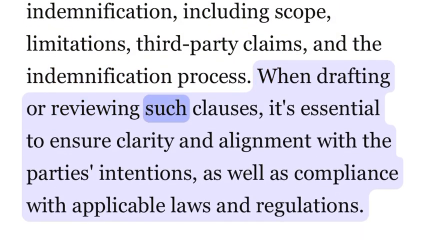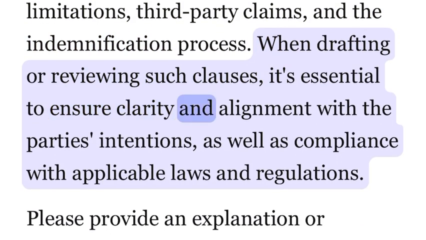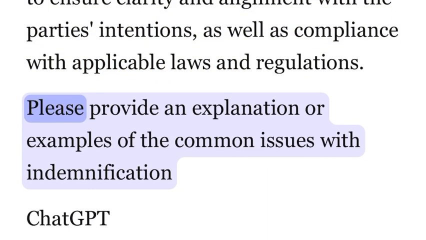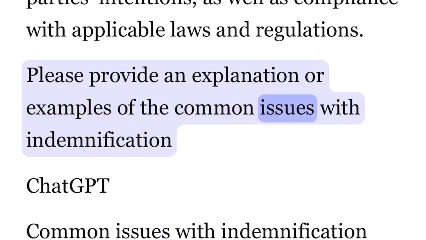When drafting or reviewing such clauses, it's essential to ensure clarity and alignment with the parties' intentions, as well as compliance with applicable laws and regulations. Please provide an explanation or examples of the common issues with indemnification.